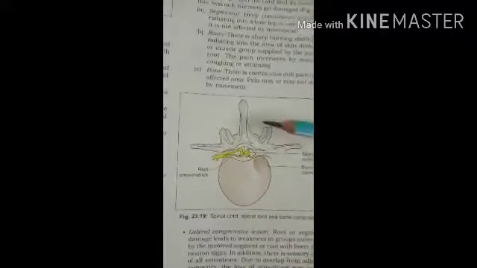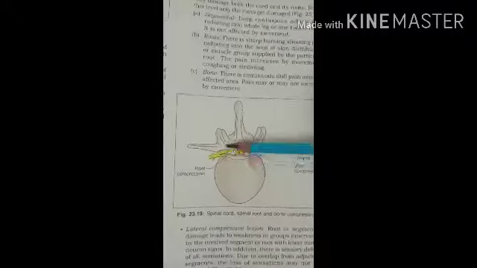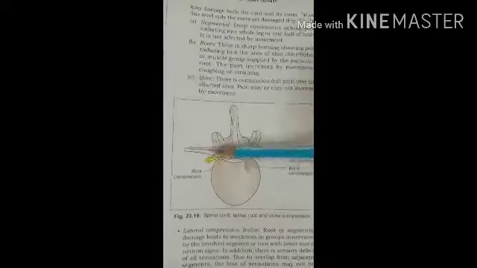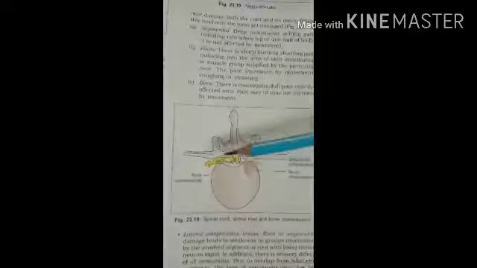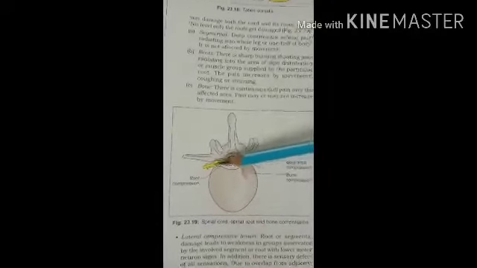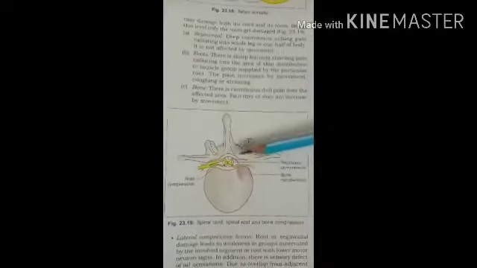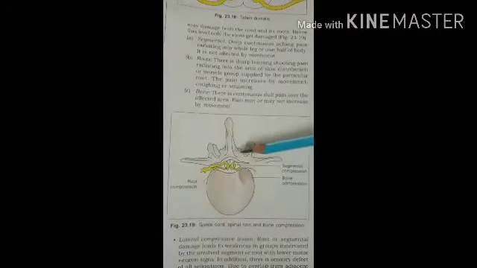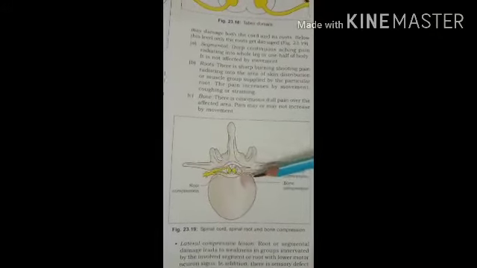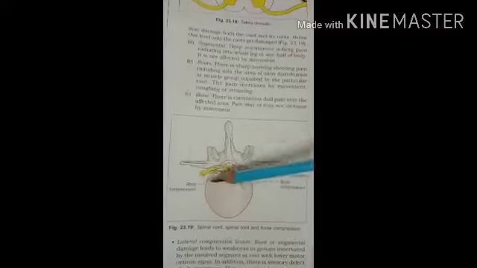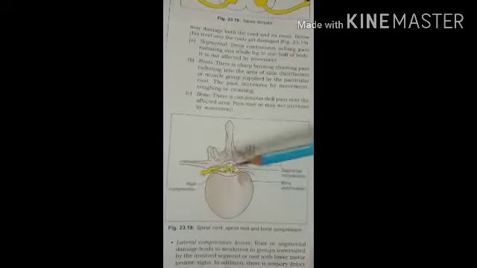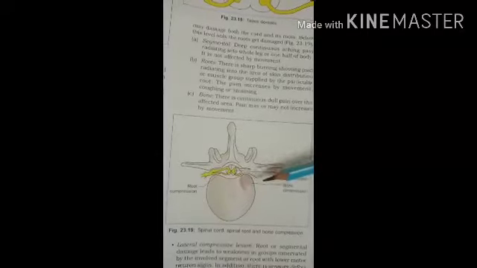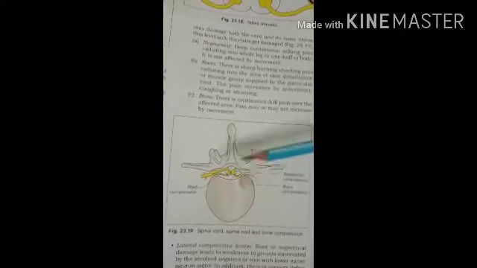The last clinical point is the lateral compression, or compressive lesion. Root or segmental damage leads to weakness in the muscle groups innervated by the involved segment or root, with lower motor neuron signs. In addition, there is a sensory defect, but due to overlap from the adjacent segments, the loss of sensation may not be detected.